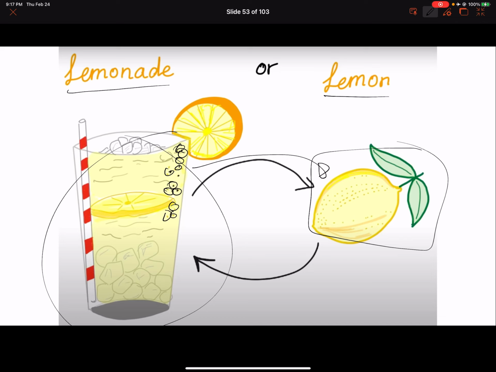And you know what you can do? You can take those lemons and squeeze them out and make some lemonade. The point here is that leukemias can become lymphomas, and lymphomas can also become leukemias.